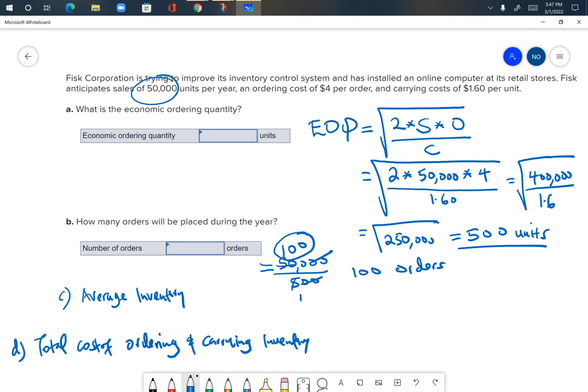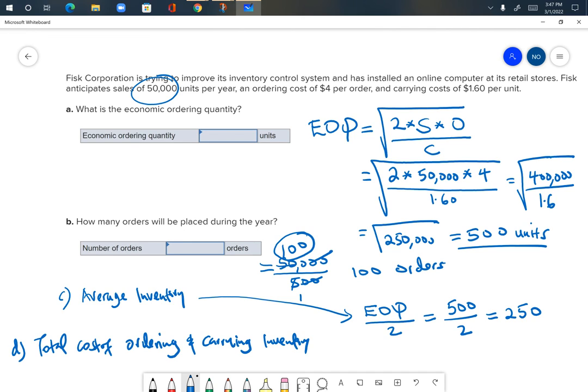Even part C, you're being asked to determine average inventory. By formula, our average inventory is the EOQ, economic ordering quantity, divided by 2. We found out that our EOQ is 500, and dividing this by 2, you find this to be 250 units as our average inventory.